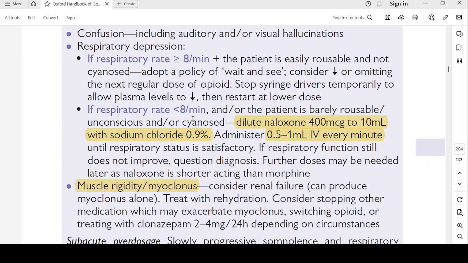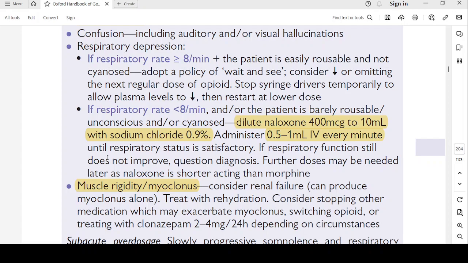If respiratory rate is less than 8, or the patient is barely rousable or unconscious or cyanosed, dilute naloxone 400 micrograms in 10 ml. So you dilute 400 micrograms of naloxone in 10 ml of sodium chloride 0.9%, and then that diluted solution you will be administering 0.5 to 1 ml IV every minute, because naloxone is very short acting, until the respiratory status is satisfactory, that is more than 8, and then you will wait and watch.